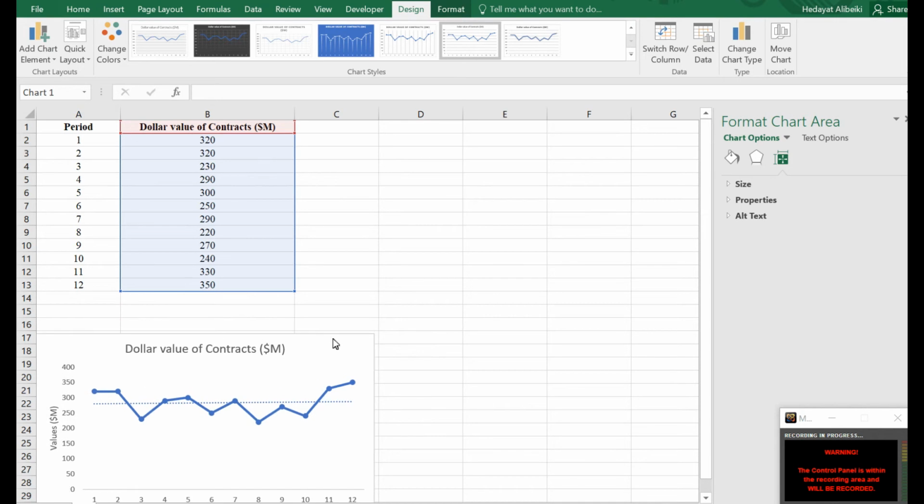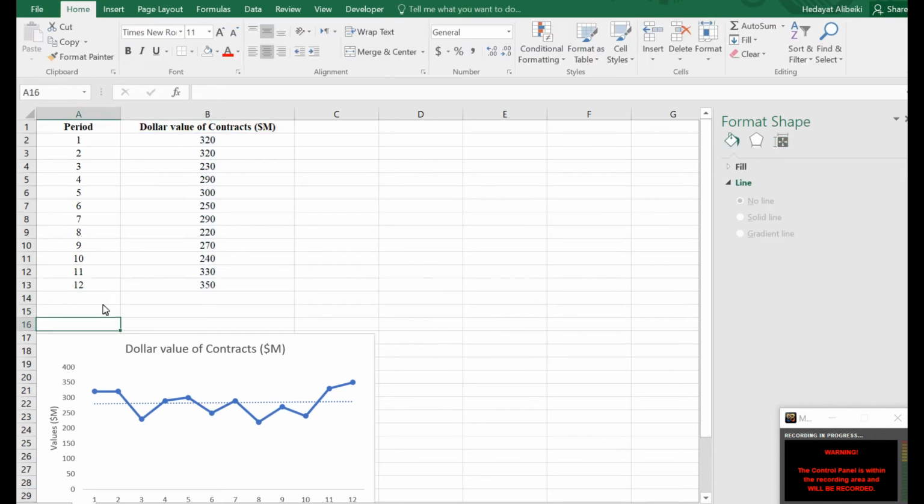So let me just put it here, and then part A. So this is the line chart, and the pattern that I actually observe here would be a horizontal pattern. Horizontal or stationary pattern, either one is fine. So that's for part 1.